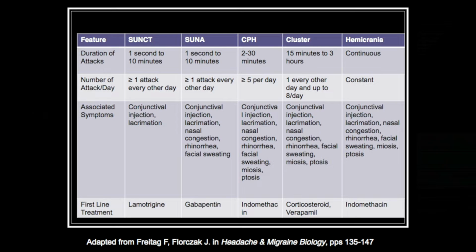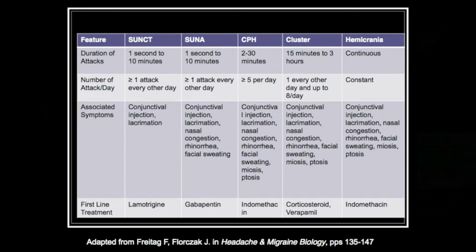Now I provide this table here more for your reference because it gives you the differentiating features between all the different headache disorders we talked about. So we talked about SNOOP, we talked about SUNA, we talked about the chronic paroxysmal hemicranias, cluster headache, and Hemicrania Continua as well. And these are all the differentiating features. So I give this to you more for reference.